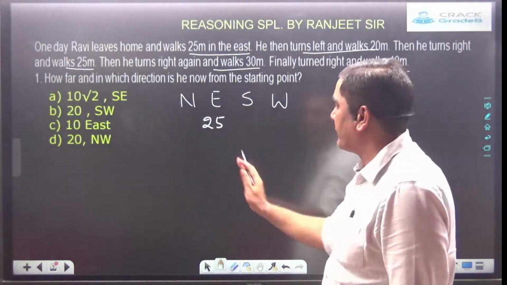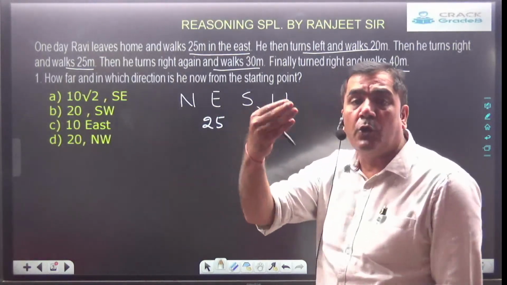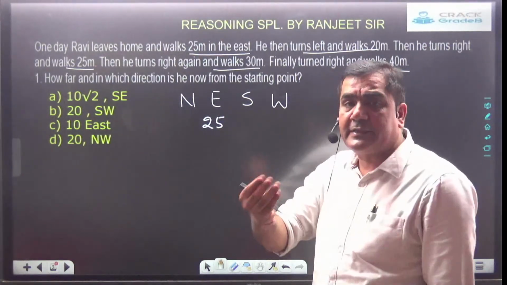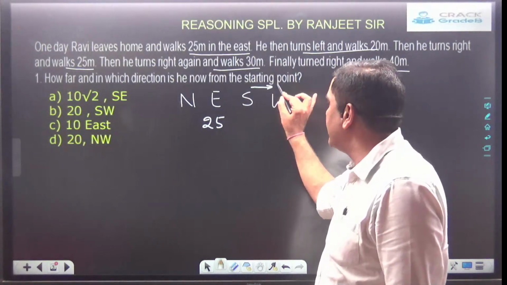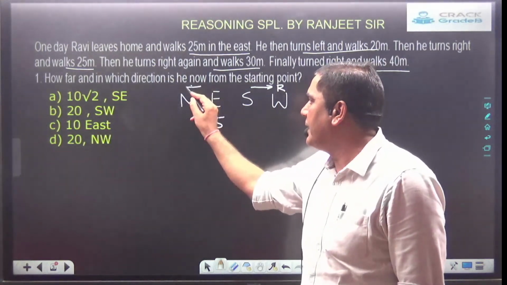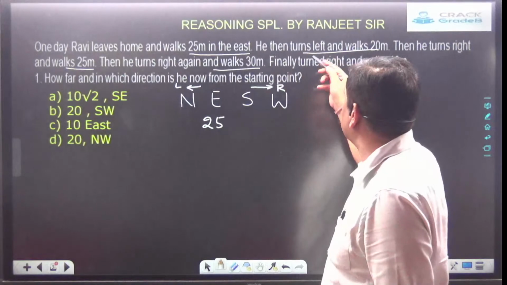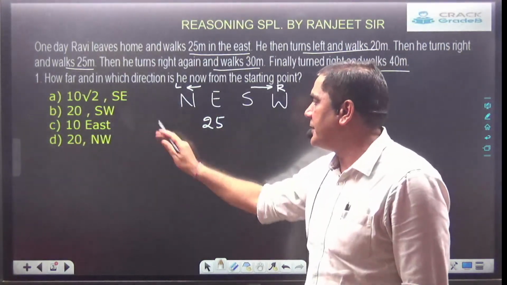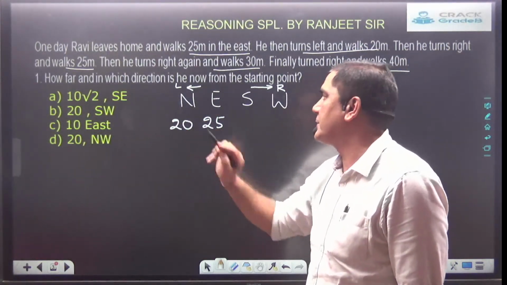Then he turns left. Left will be what? Left and right will be your left and right. So whenever they say right, right will be this side. This side will be right and this side will be left. So now they are saying he turns left and walks 20 meters. Left will be this part, and right 20 below north.